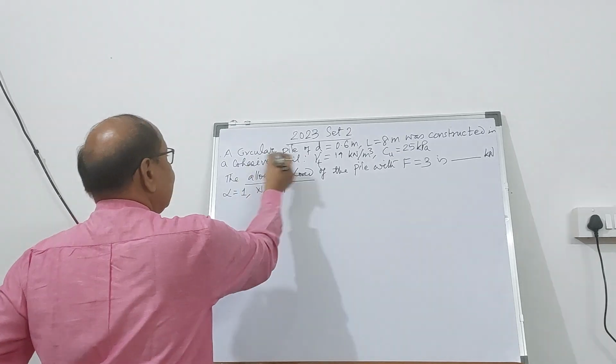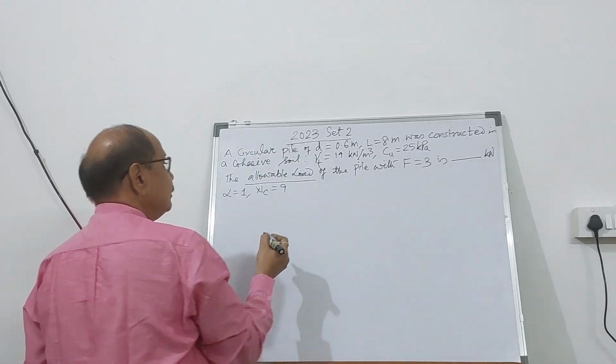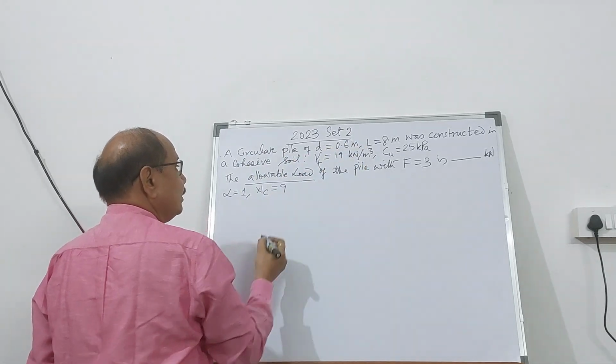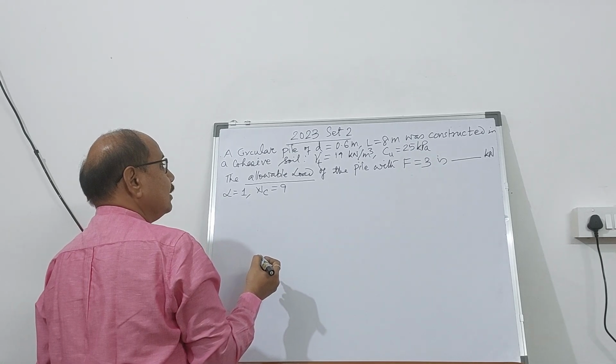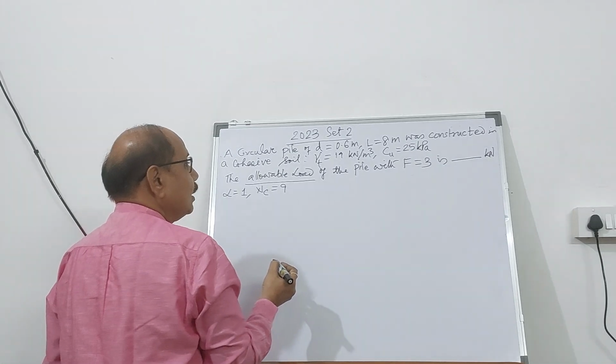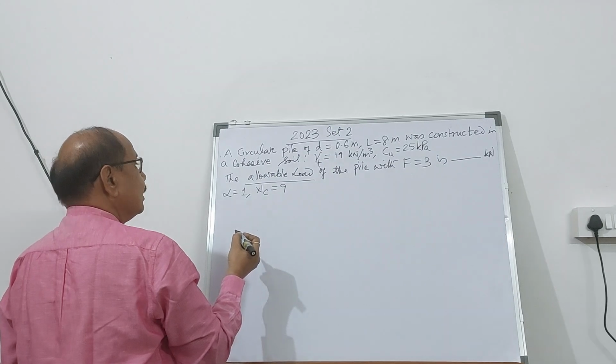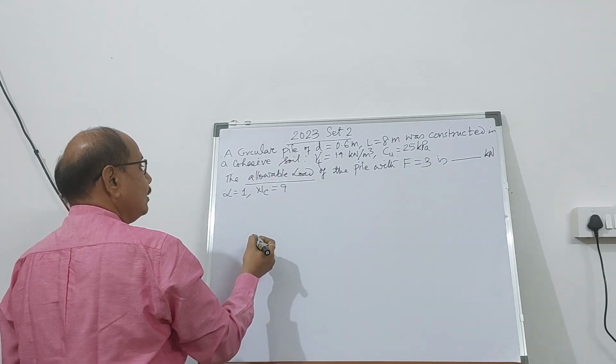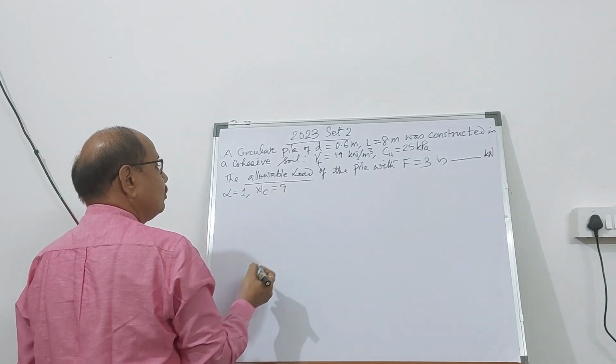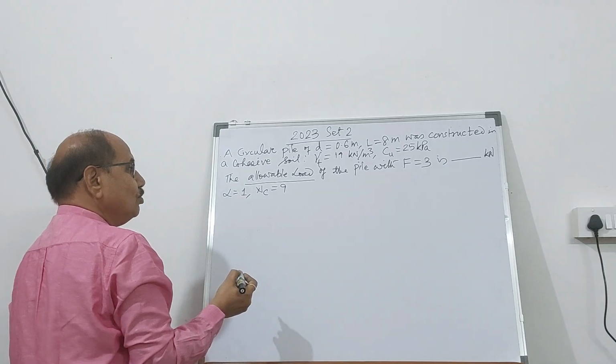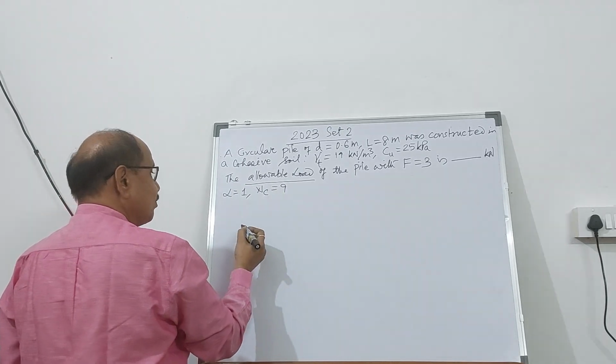So here you can see you have a circular pile, diameter and length are given to you, and it is constructed in cohesive soil. So you will have to find out the allowable load carrying capacity of this pile.